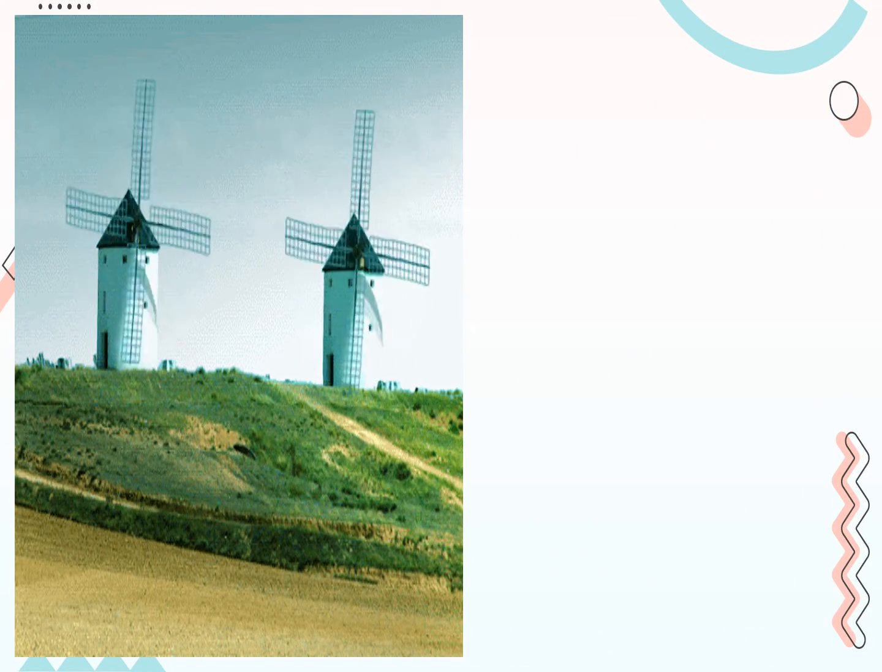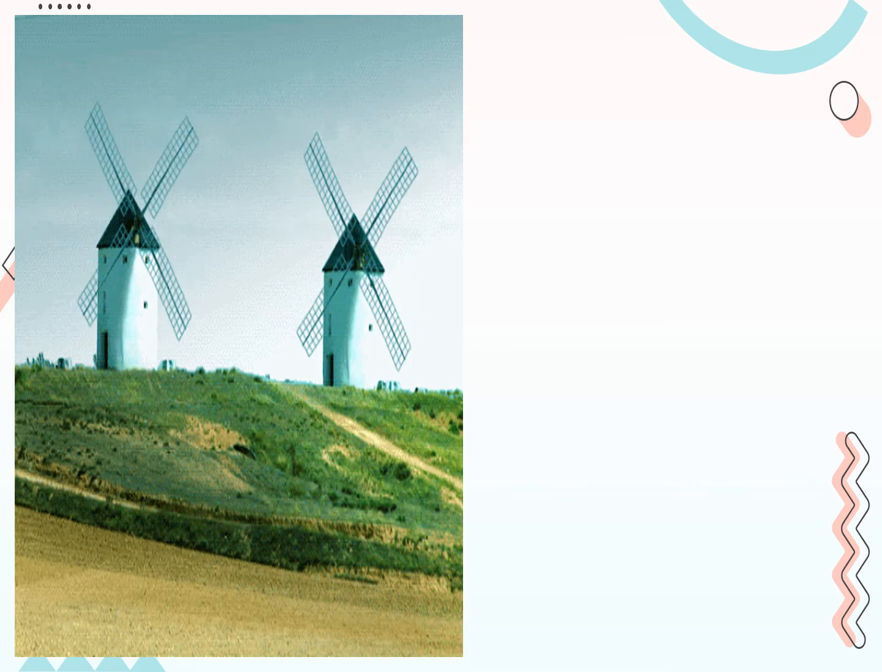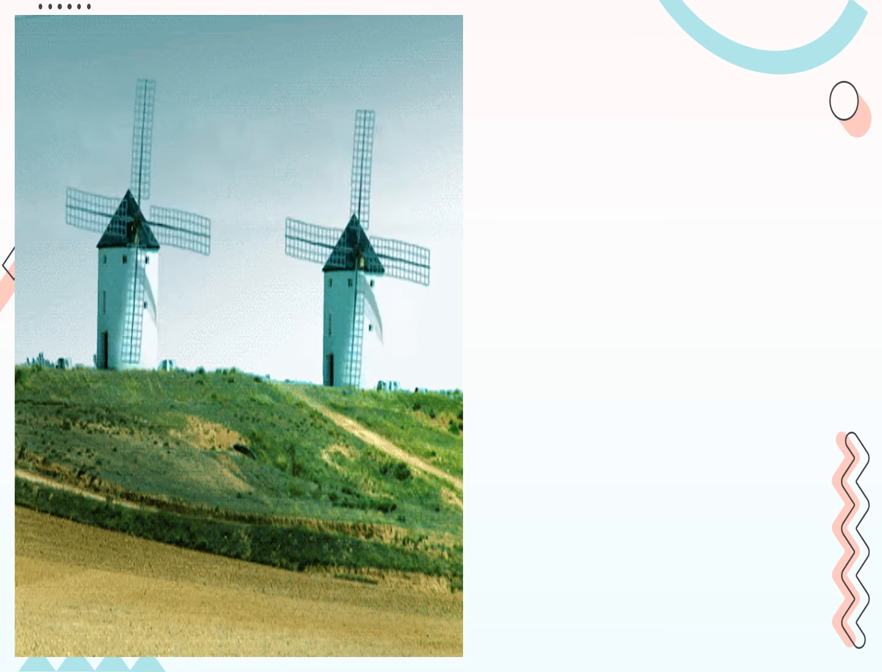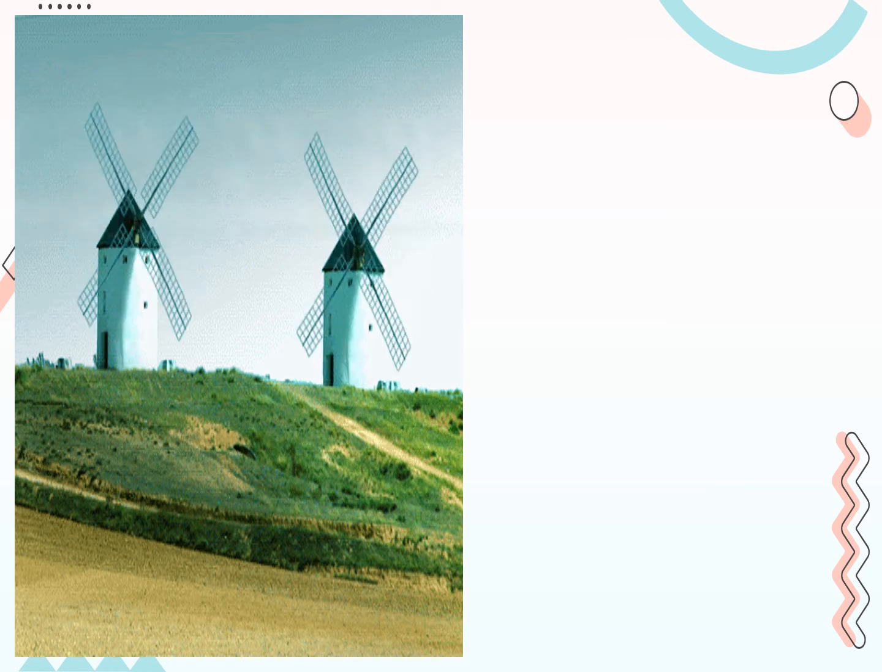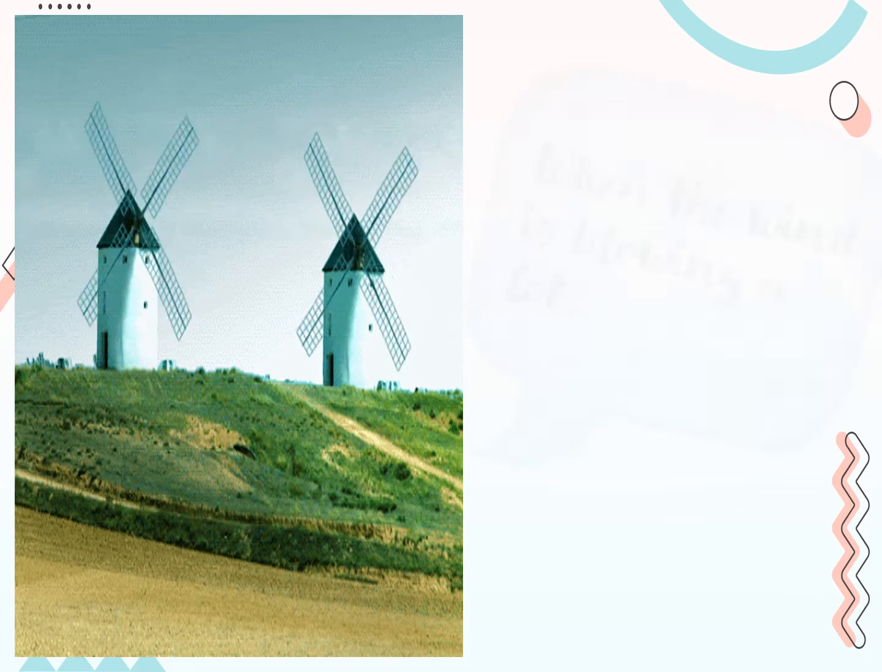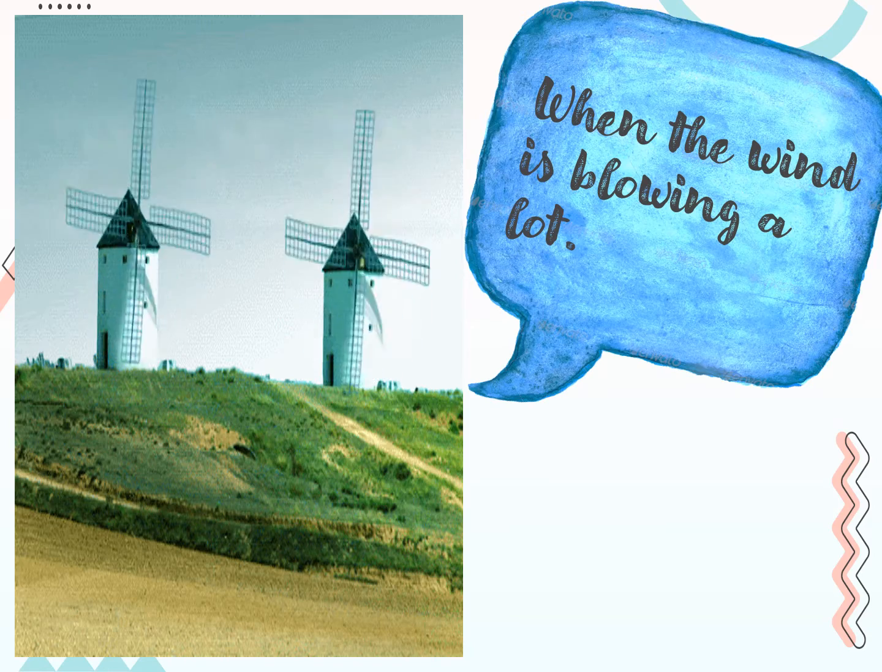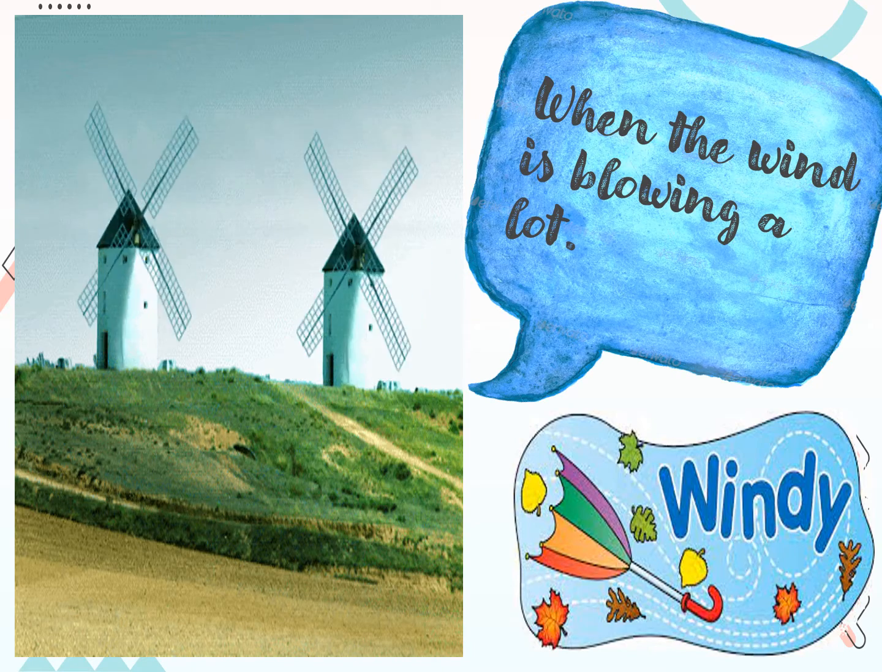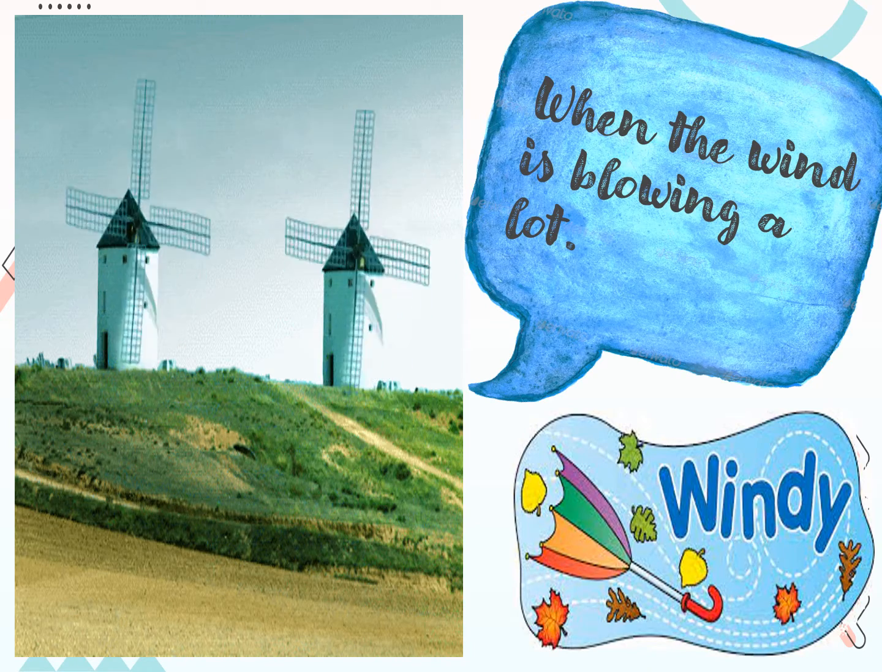How about on this one? So what type of weather do we have? You can see the windmill moving. So what kind of clues can you see? Right, so this one, when the wind is blowing a lot, we can say that this is a windy day.